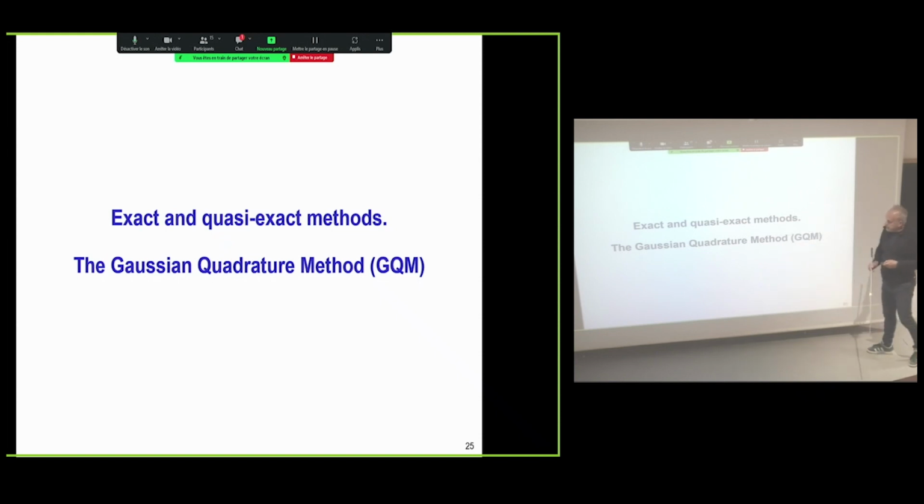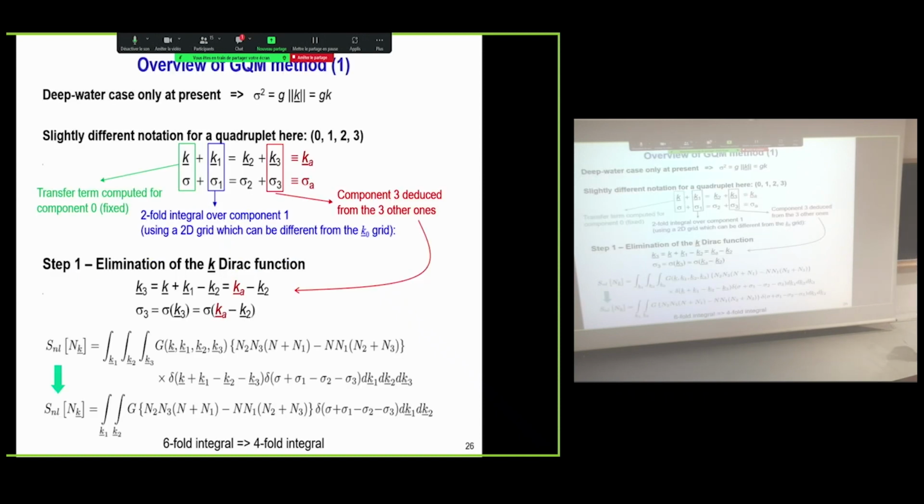And now I move to the Gaussian quadrature method, where the idea has some similarity with the WRT method. Here I am using a slightly different notation for historical reasons. I have been using 0, 1, 2, 3 instead of 1, 2, 3, 4. Sorry, but basically it's the same idea. So we will be computing the nonlinear term for the first component, now called 0.